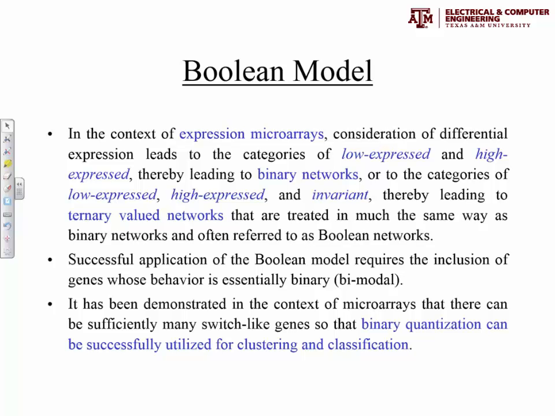Now, successful application of the Boolean model requires the inclusion of genes whose behavior is essentially binary or bimodal, because you're looking at genes that are either 1 or 0, right? So they have to exhibit binary behavior. Now, it has been demonstrated, and there are papers that have been written on this, so if you look at the book, there are references over there. It has been demonstrated in the context of microarrays that there can be sufficiently many switch-like genes so that binary quantization can be successfully utilized for clustering and classification.